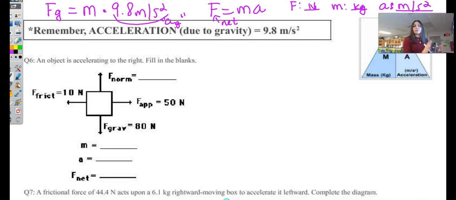So let's make sure that we remember those things. That's going to really help us when it comes time to do the concept builder. I want you to pause here, try out question 6, see how you do alone, and then come back and let's see if we can do it together.